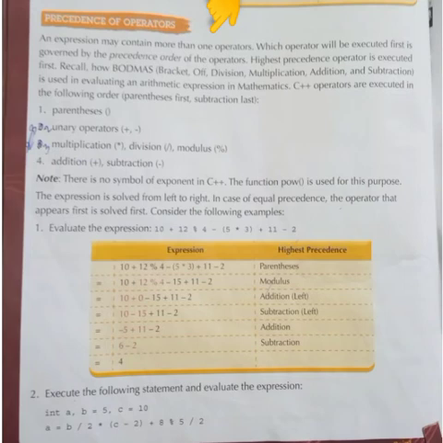Do you know the BODMAS rule you used in mathematics? BODMAS means what? B means bracket, O means of, D means division, M is multiplication, A for addition, S for subtraction. So this is used in evaluating an arithmetic expression in mathematics. In C++, operators are executed in the following order: parenthesis first, subtraction last.